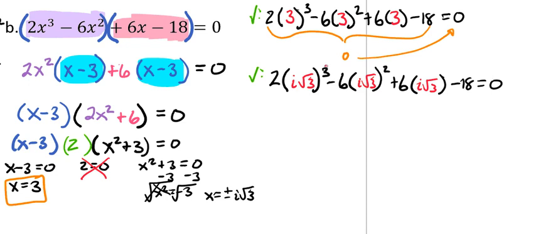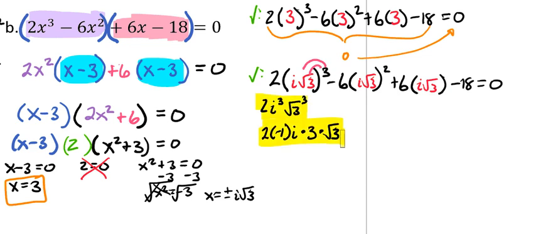So we'll begin by distributing our radical 3. And so that's going to give 2 times i to the third times the radical 3 to the third, which is going to be 2 times negative 1 times i times 3 times the square root of 3. So that's what all of this turned into, okay? So we get negative 6 i radical 3. Then we'll distribute our square.